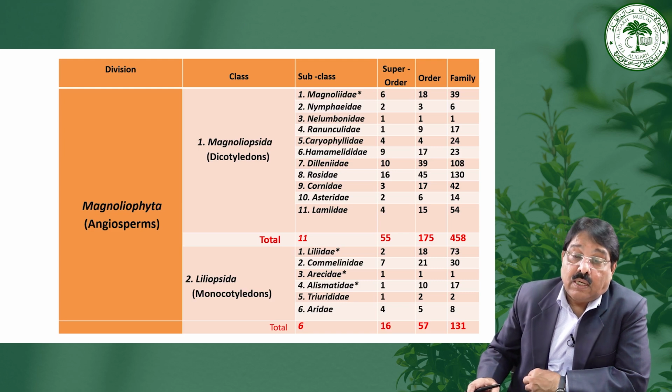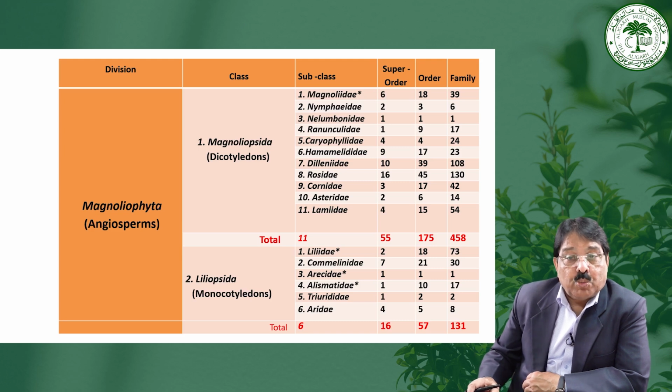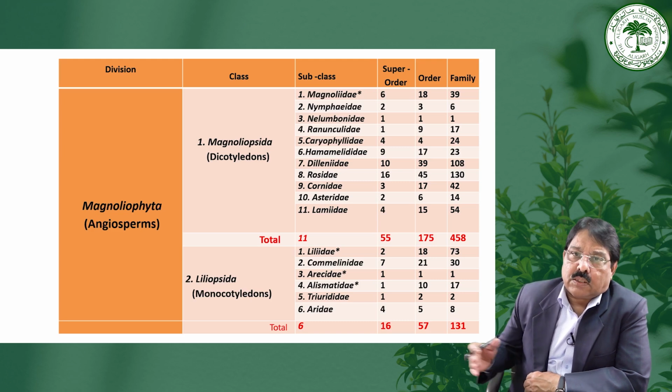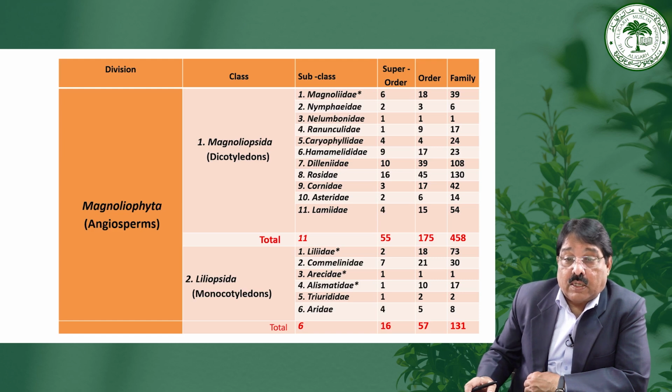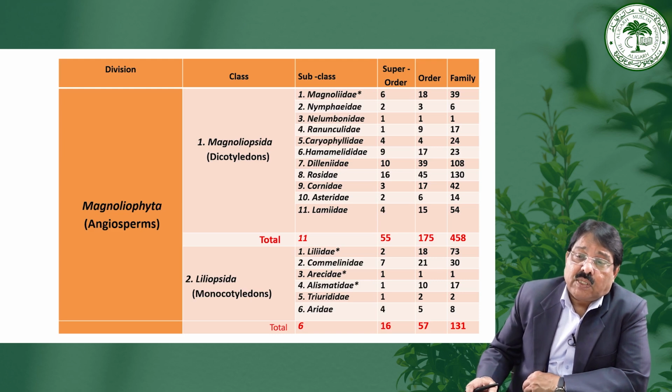So these are the 11 subclasses, and there are the superorders, then the orders, then the families. In Magnoliidae there are 6 superorders, in Nymphaeidae 2 superorders, in Ranunculidae 1 superorder, Caryophyllidae 4, Hamamelidae 9, Dilleniidae 10 superorders, and Rosidae 16.